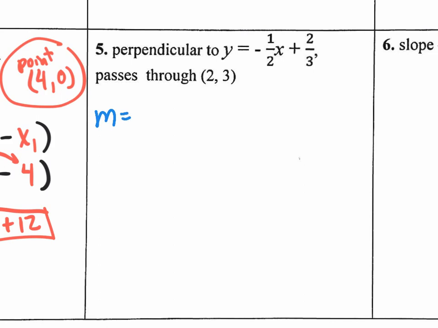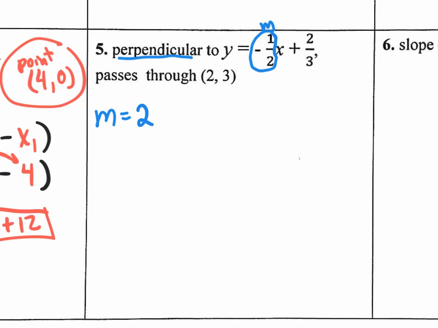2 over 1, perfect. Perpendicular means that our slope is going to be the opposite reciprocal of this guy. Could I just put 2? Yeah, so I would just put 2. Yeah, so you do change it to positive, and you take it and flip it, so it becomes positive 2 over 1. But the best way to write it is just 2, okay?